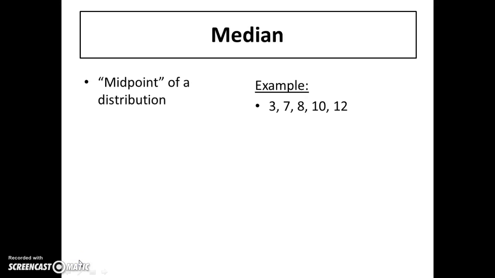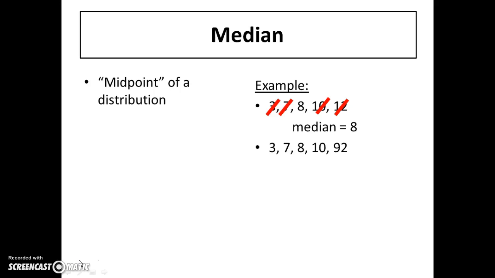Another measure of center is the median. You've also seen this quite a bit before. The median is the midpoint of a distribution. So the way that we find the median is we put all of our observations in order, so 3, 7, 8, 10, and 12, that same data set, and we cross off numbers from the largest end and the smallest end until we find the center number. So in this case, the median was 8.